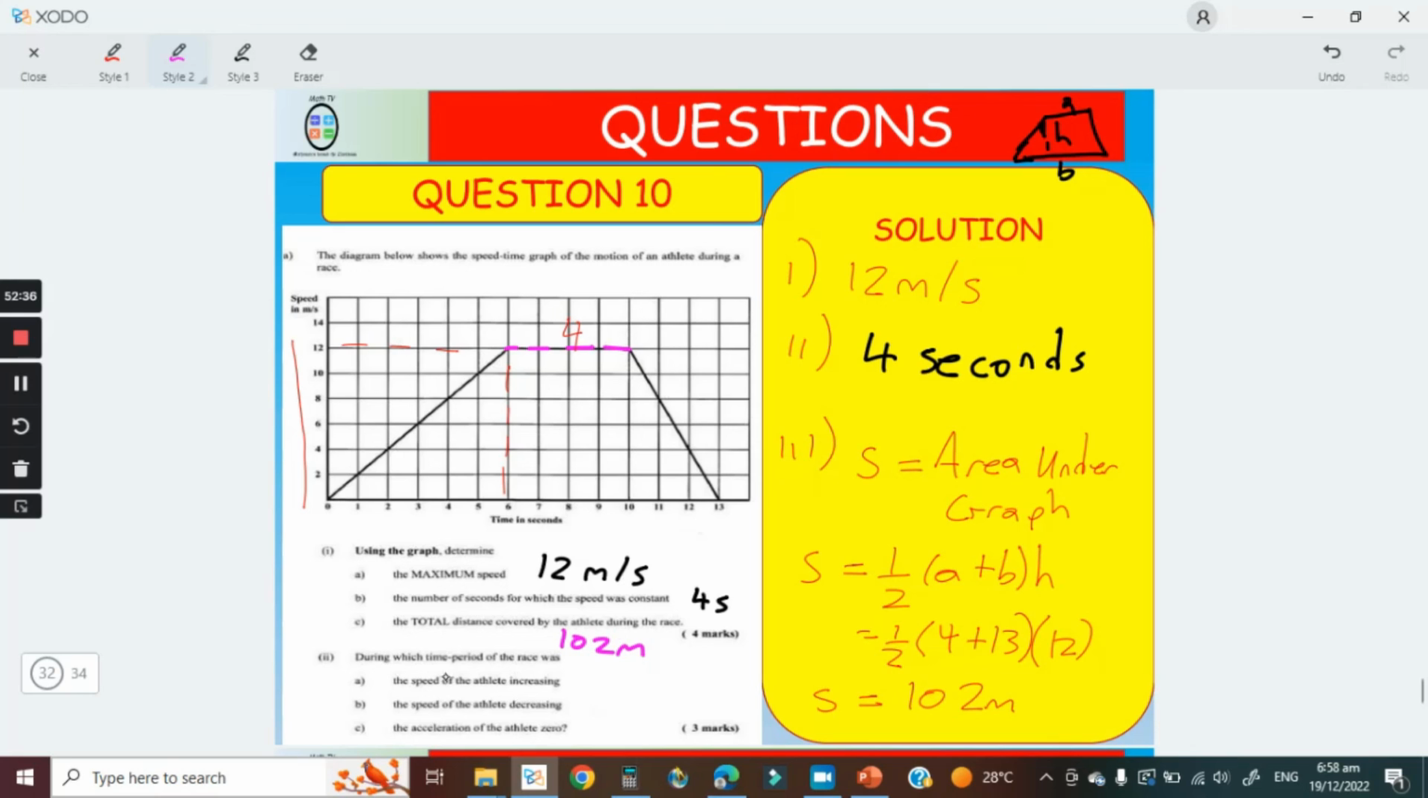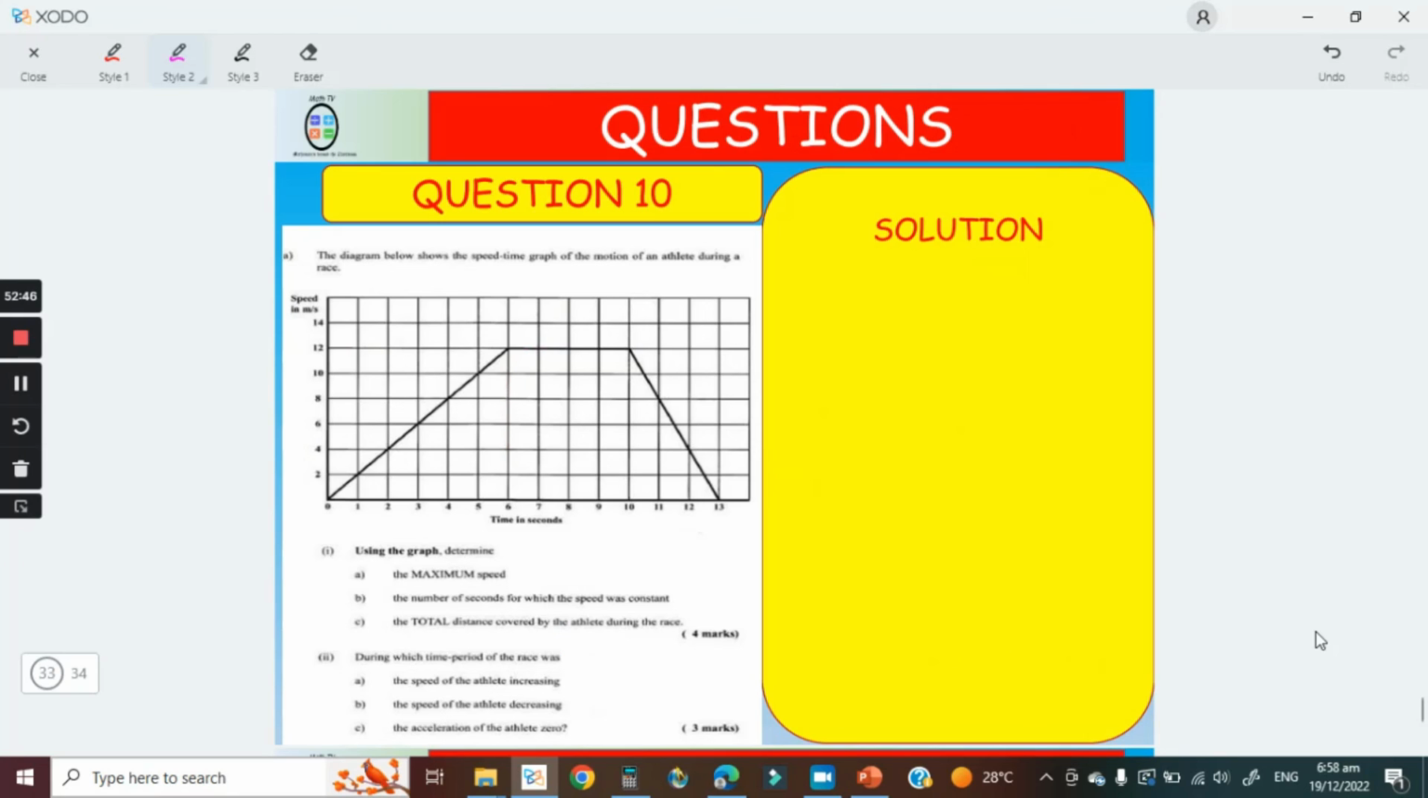Now it says during the time period of the race, when was the speed of the athlete increasing? So that part is easy. Realize the speed was increasing where? I'll do that on the next page. Where was the speed of the athlete increasing? It was increasing right here. Notice it went from a speed of 0 up to 12. So it was increasing in the first 6 seconds. So this is the first 6 seconds.